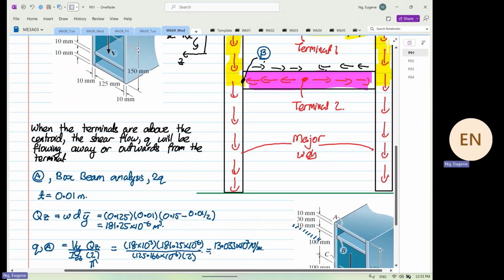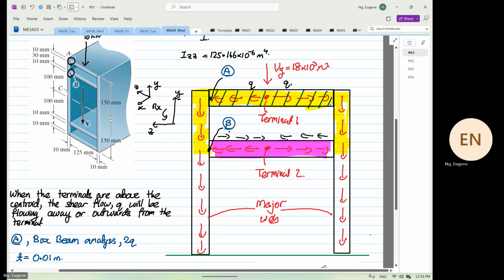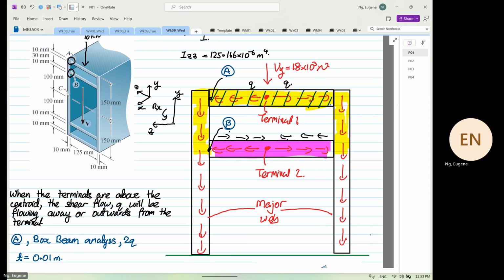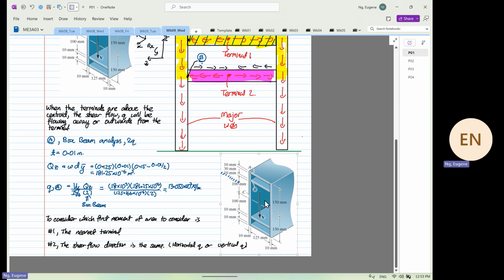So if you look at this, right? If you look at this now, the closest is 1 or 2 for point B, and the 2. And it has to satisfy the logic. If you look at terminal 2, the shear flow is in what orientation? Okay. Be clear. So when you do that, now you can calculate the shear flow at B.